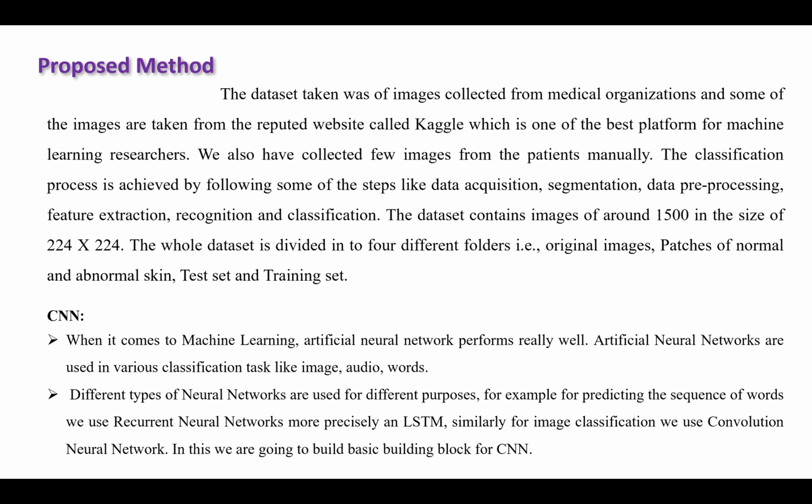In machine learning, artificial neural networks perform really well. Artificial neural networks are used in various classification tasks like image, audio and words. Different types of neural networks are used for different purposes. For example, for predicting the sequence of words, we use recurrent neural networks, that is RNN, and more specifically LSTM. Similarly, for image classification, we use convolutional neural networks.